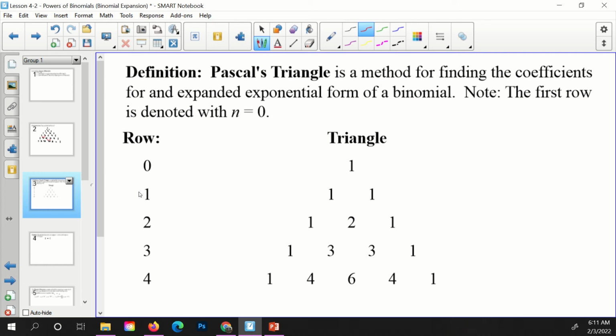And then when we get to the first row, when we count the terms, we start counting with 0. So we go 0, 1. In the second row, we go 0, 1, 2. The third row, 0, 1, 2, 3. And the fourth row, 0, 1, 2, 3, 4. So even though there's 5 terms there, we start counting with 0. And that's going to become important later on.